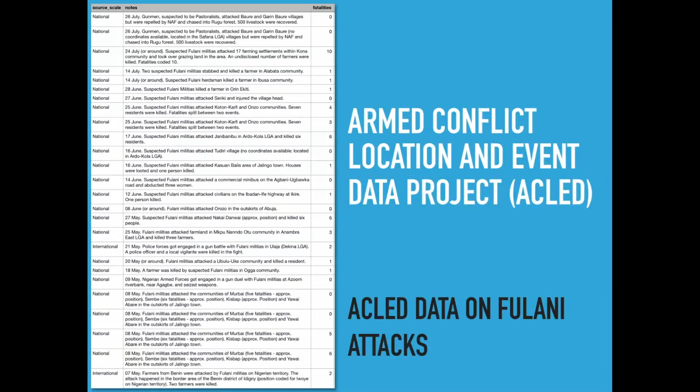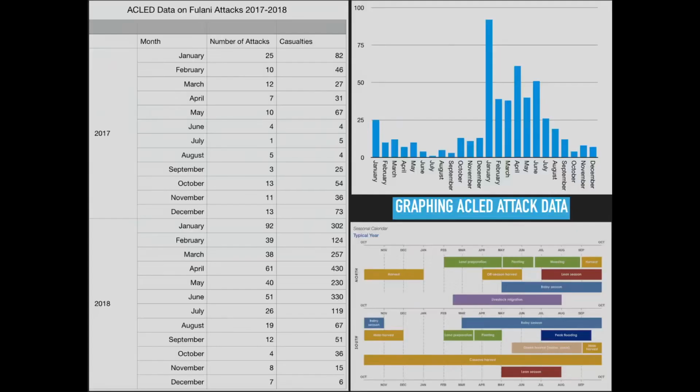And then through all this data, you can get an idea of the intensity and the deadliness of a conflict over time, which is what you see here. This is for 2017, 2018, and it's the number of Fulani attacks and casualties over this 2-year period. And as you can see, this spike of violence in 2018 is very prevalent here.